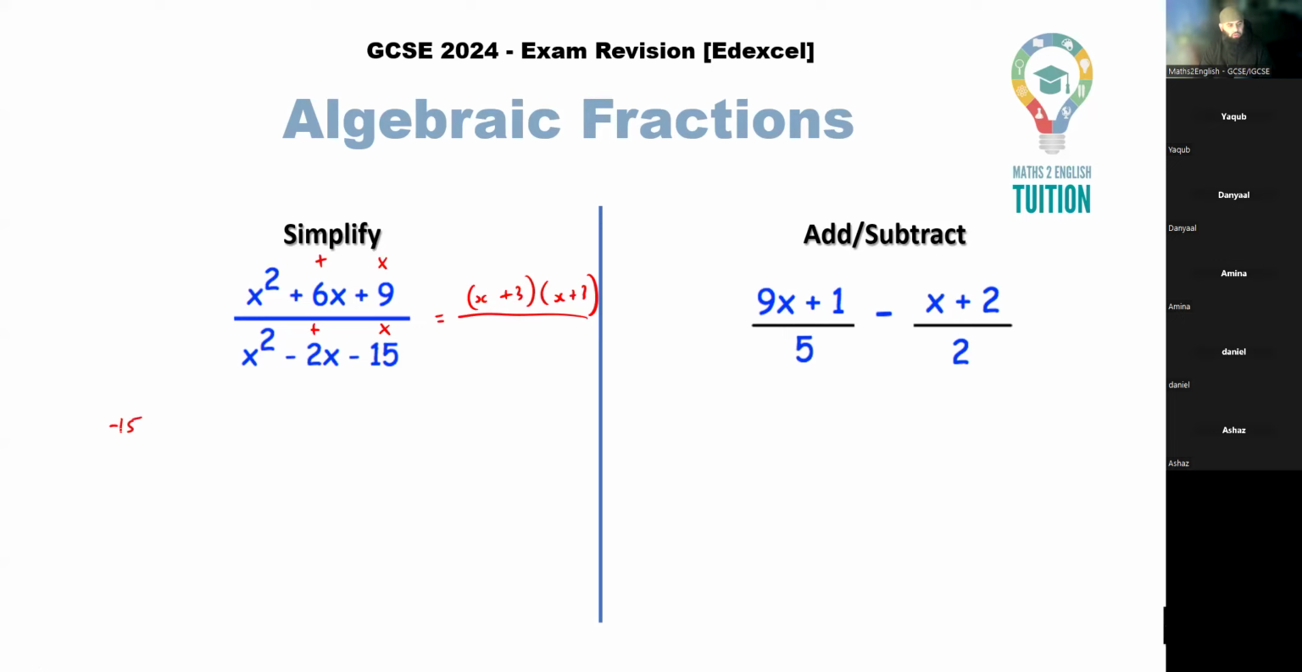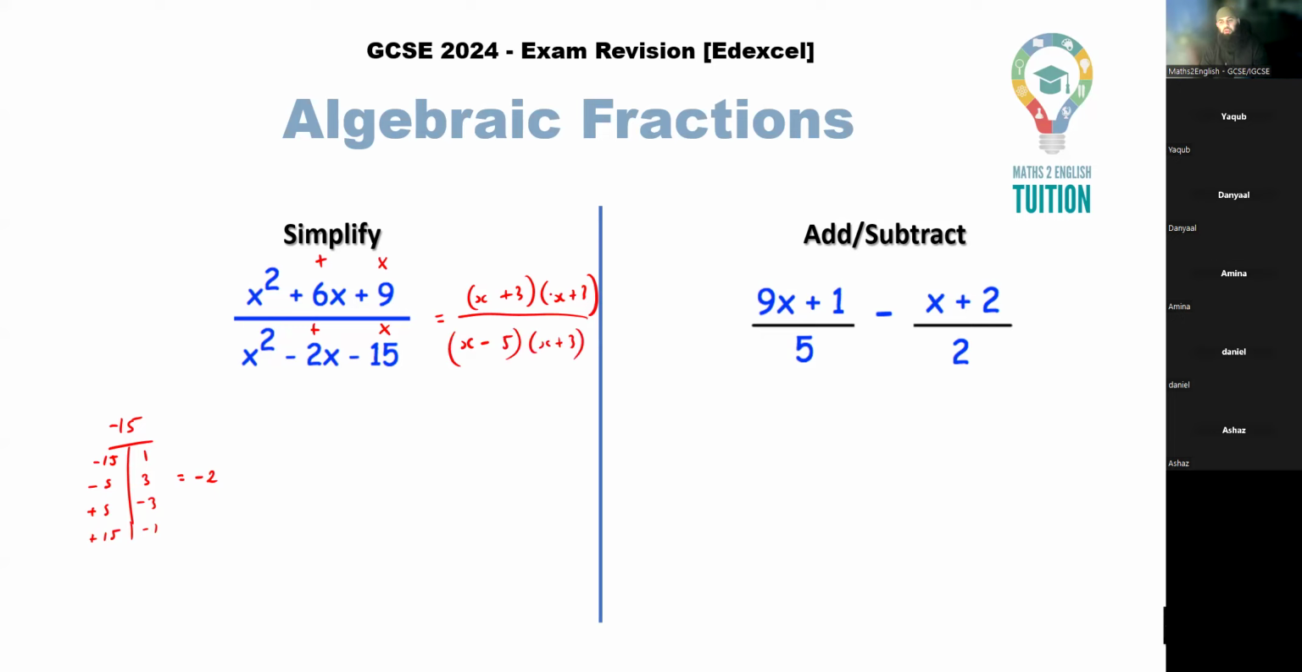of 15. So I can go down here and do, for example, minus 15 times 1. I could do minus 5 times 3. I can do positive 5 times minus 3. I can do positive 15 times minus 1. Whichever add to give me minus 2 is the correct answer. So that gives me minus 2. So these will be the two correct ones: x minus 5 and x plus 3.